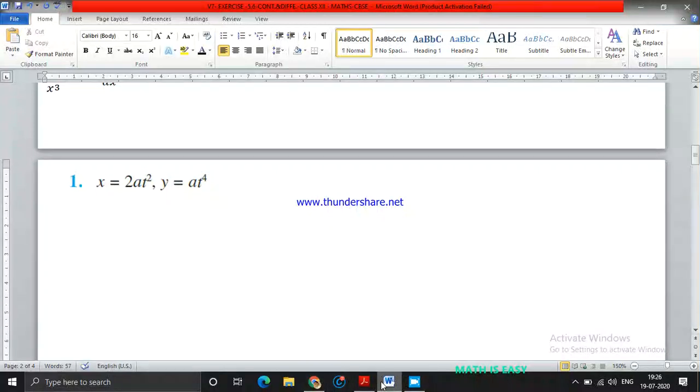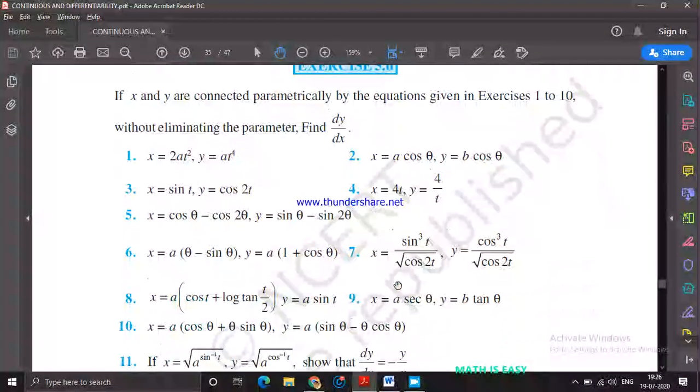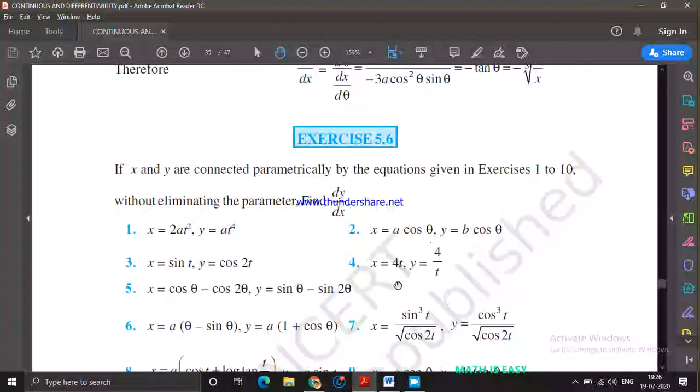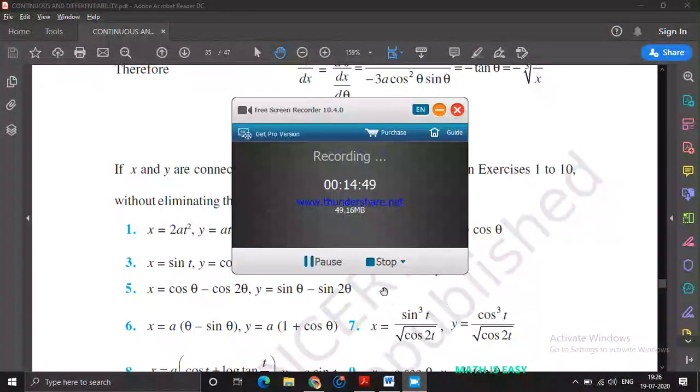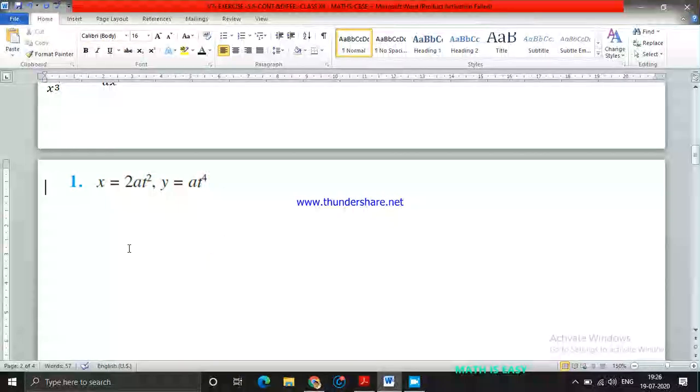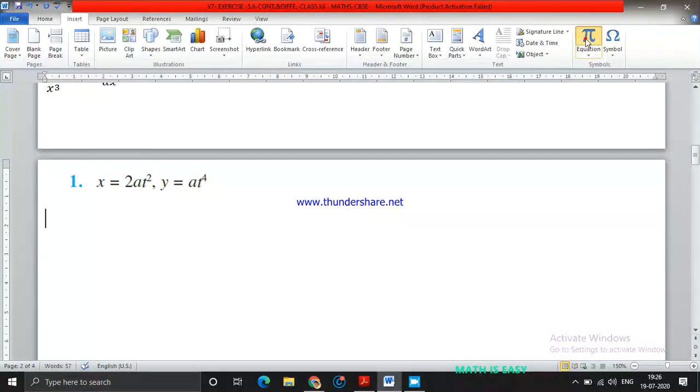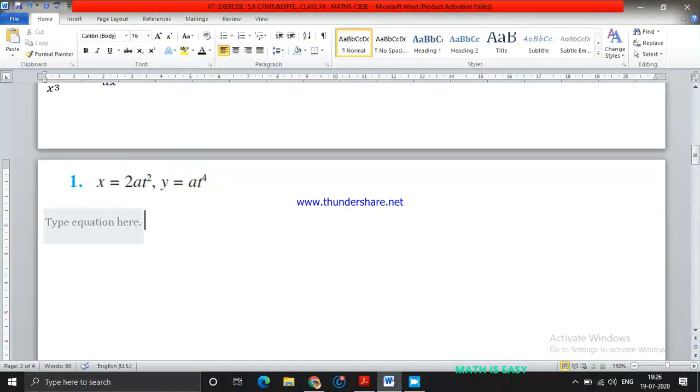Now next, I am going to start exercise 5.6. There are around 11 questions. 3 questions we will solve and a few questions you try yourself. The first question I have taken here is x equals 2a t square. If I differentiate with respect to t, I'll get dx upon dt equals 2a, which is a constant, times the differentiation of t square, which is 2t. So finally it is going to be 4at, because 2a into 2t will be 4at.